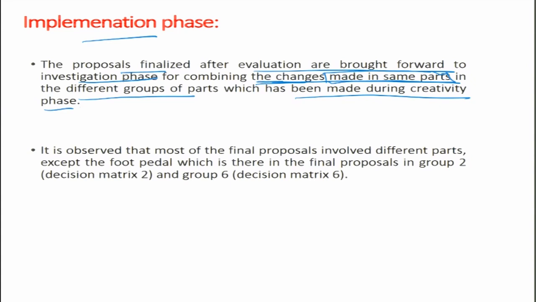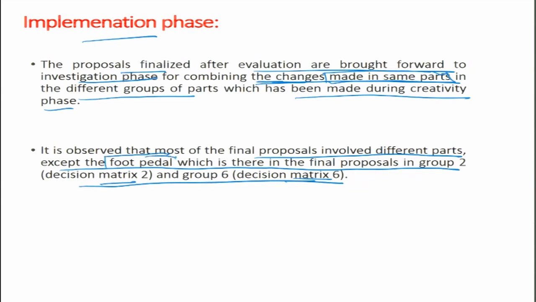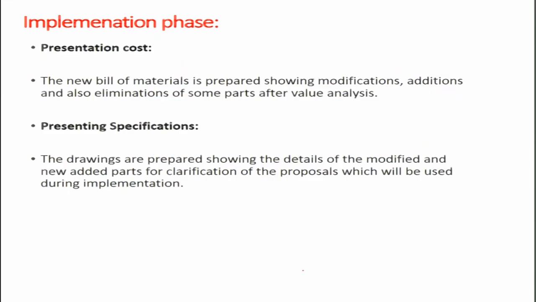So it is observed that most of the final proposals involved different parts except the foot pedal, which is there in final proposal in group 2 and group 6, these are to be combined. So specifically group 2 and the decision matrix 2 and decision matrix 6, there were different parts, but the foot pedal was the common part here. So these were combined here. So next we present the cost.